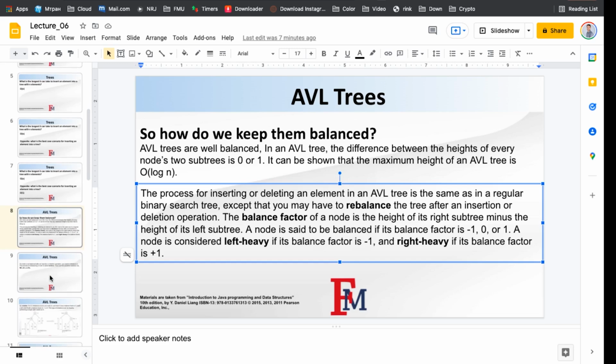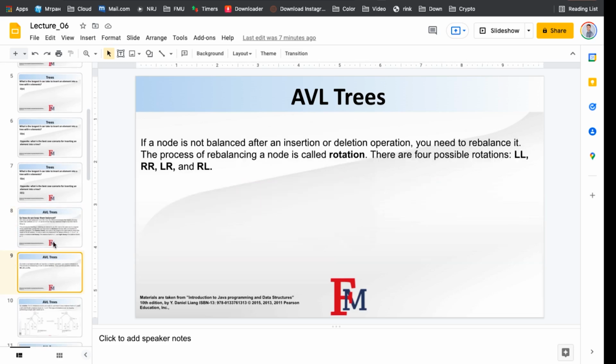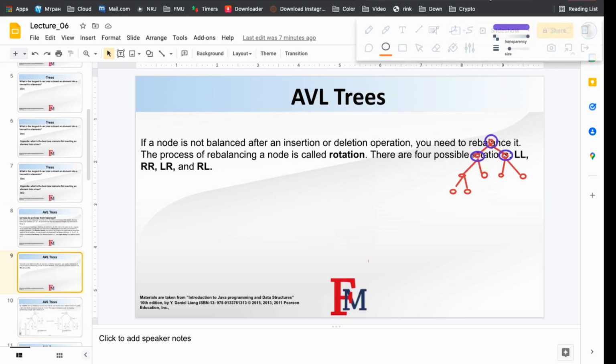Should I give an example? Well, yeah, let me draw an example. Let me make it bigger. Well, yeah, let's keep it this way. Okay, so let's try to calculate the balance factor for each of those nodes.